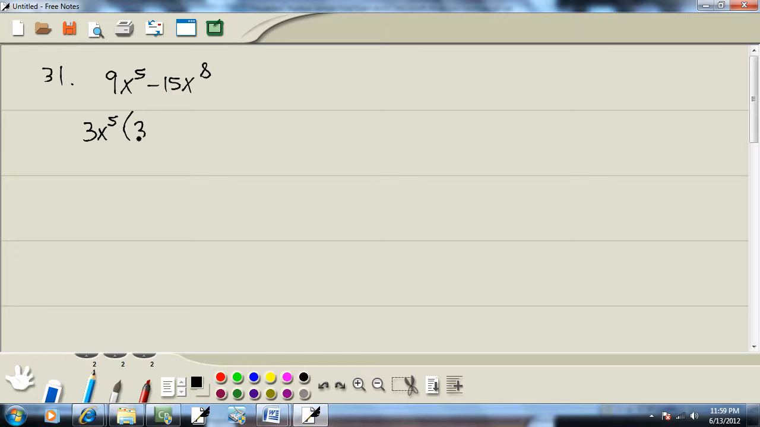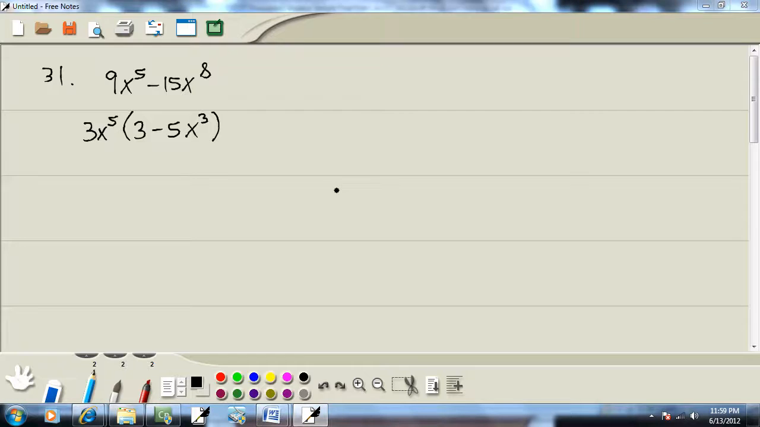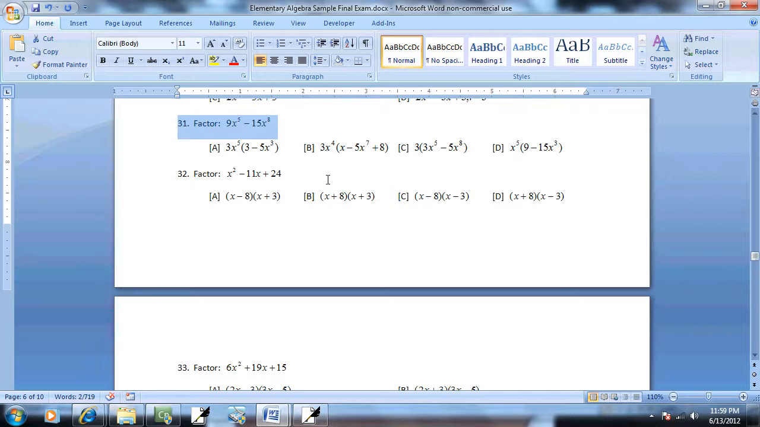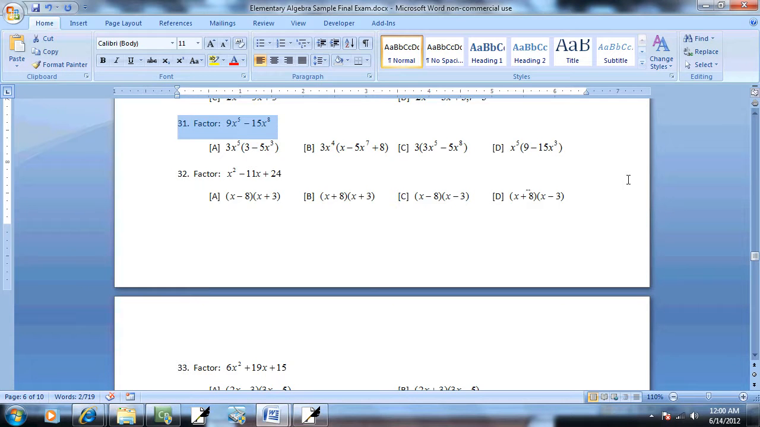Now 9 divided by 3 is 3. I had 5 x's. I took both of them away, so those are gone. Minus 15 divided by 3 is 5. I had 8 x's. I pulled 5 away, so that leaves me 3 x's. And so we got 3x to the fifth times 3 minus 5x to the third. Looks like A, 31a.